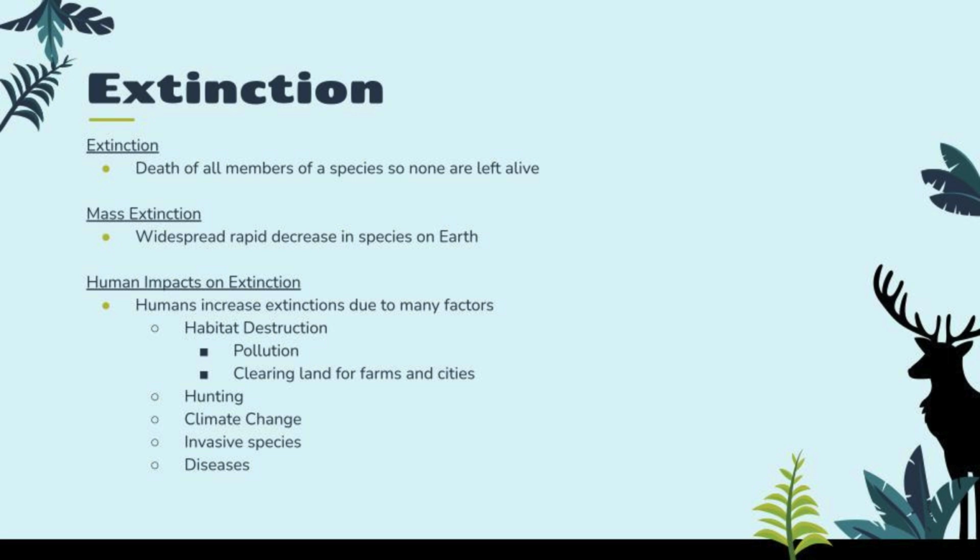When we talk about extinction these days, we're typically talking about human impacts, though. So, human impacts can be due to many factors. We influence habitat destruction through pollution or clearing land for farms and cities, hunting, climate change, invasive species. So, that's when humans like to take different things that they find around the world and take it back home. And sometimes, unfortunately, that's not good for the native ecosystems. And then also just spreading diseases in general.